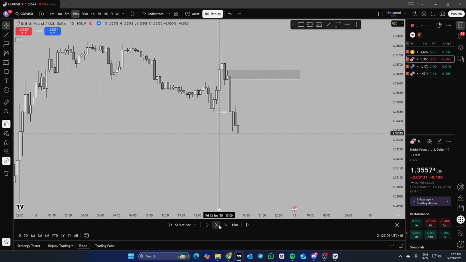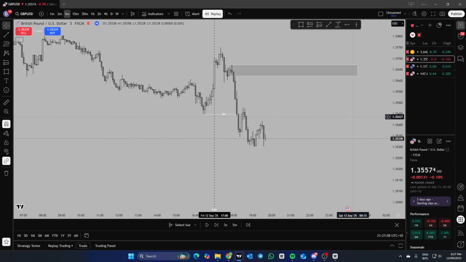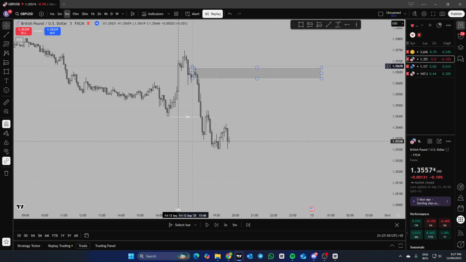Anyways, let's skip through on the 15. Actually, we'll go on to the 5 because it just makes it a lot cleaner. Well, I personally find that anyways. And this is the zone here. 5-minute, it's refined, much easier. Obviously, you can think it's a bit more greedy or whatever to take a zone like this. It's not. It's market knowledge.